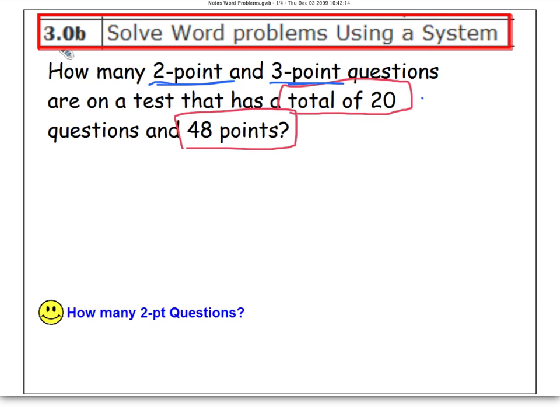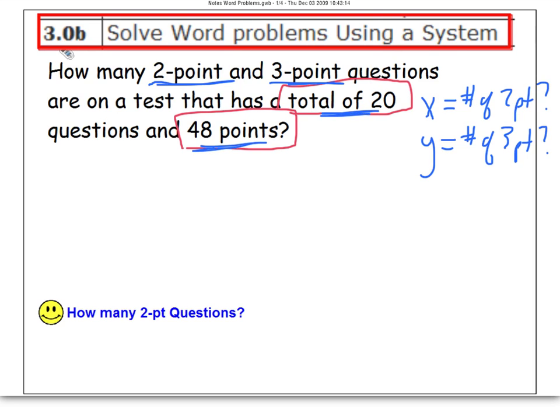I'm going to have x and y be my two things I need to find. X is the number of 2-point questions. Y is the number of 3-point questions. Okay. Can I write two equations using x and y, one that would represent the total number of questions and one that would represent the total number of points? So I'll just put here as a little guideline, one will deal with the questions and one will deal with the points. Well, how many questions are there in total?